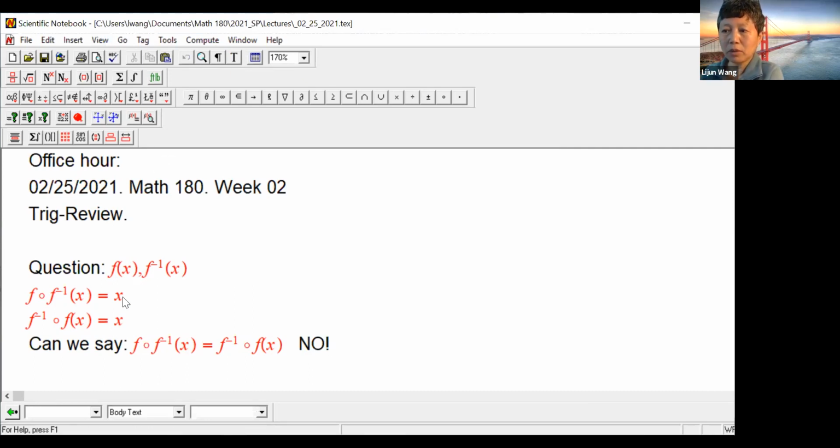The answer is no. Just because they are both x's, this x is from the domain of f inverse, and this x is from the domain of f. These two domains may not be the same. Okay? Do you follow me?